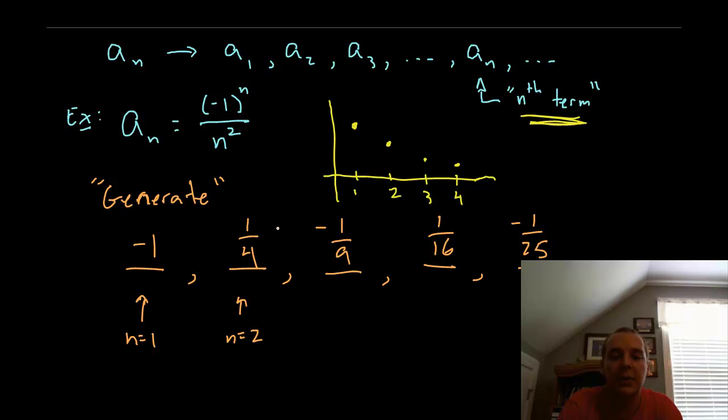Now notice that for sequences, this is just a list of individual terms. I'm not saying this graph relates to these numbers, but you get the connection I'm trying to make here. They're separated by commas. You don't add these terms up or anything like that. It's just a list of terms that in this case happens to be alternating signs.